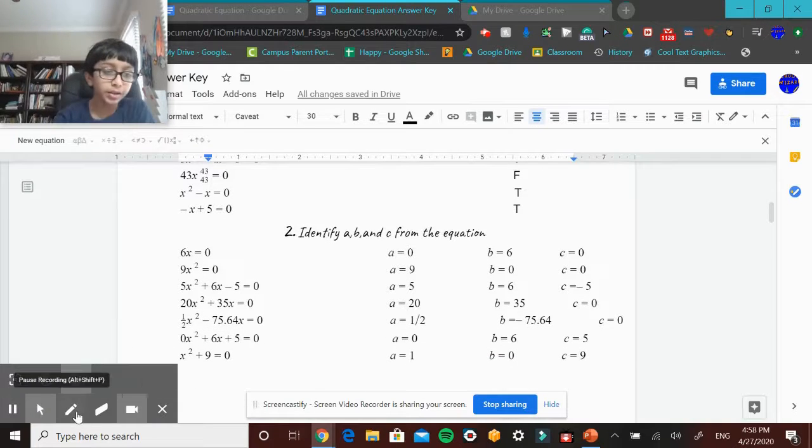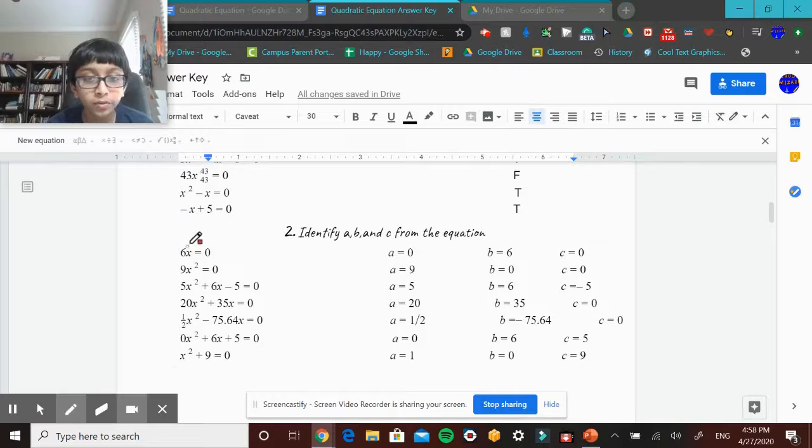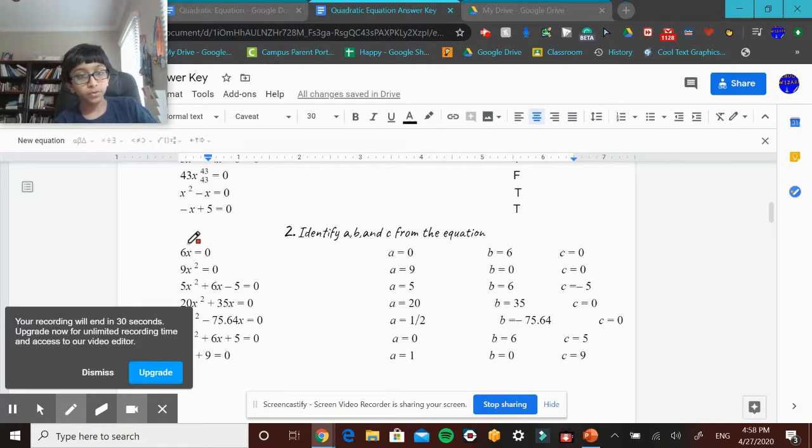Okay, this part was fairly easy. 6x equals 0. Straight off the bat, b is 6. Since there's no a, there's no c, a and c are both 0. Remember, this is linear. We're going to be solving using the quadratic equation, but it's not going to be the right answer. The correct answer, we obviously know, is 0. If you're taking a test and this is the problem, please write 0, not undefined, because they won't want you to use the quadratic equation for a simple problem, just for the purpose of this video.